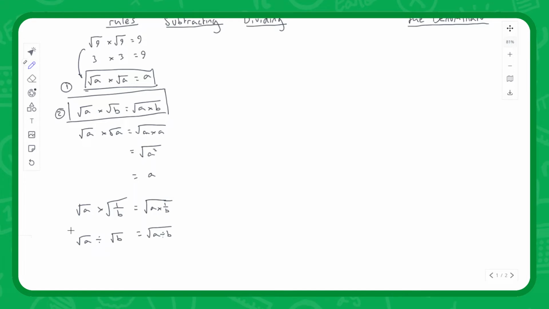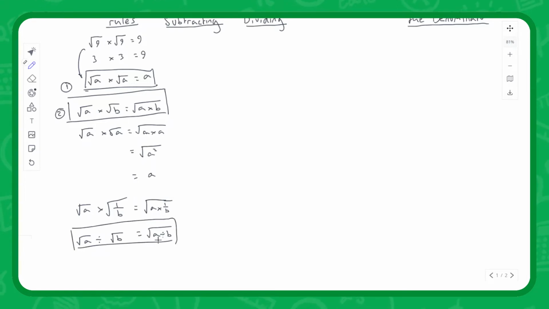And from that very simple substitution, we get our third rule. The third rule says root a divided by root b is root a divided by b.